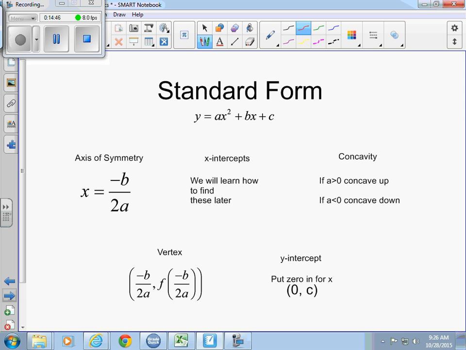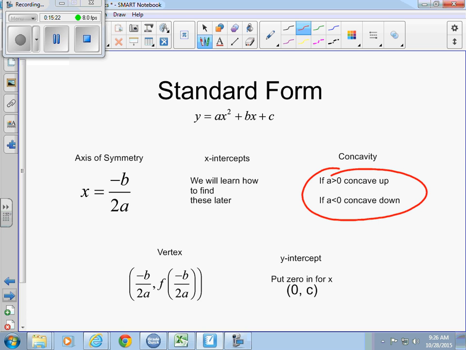Okay, so the first form we're going to look at is standard form, and then we're going to look at vertex form. And how we can tell some things in standard form, which you just told me some things you already know how to find. Standard form: we're going to look at concavity from the a, right? You already told me that. If the number in front is positive, then we're concave up. If the number in front is negative, then we're concave down.